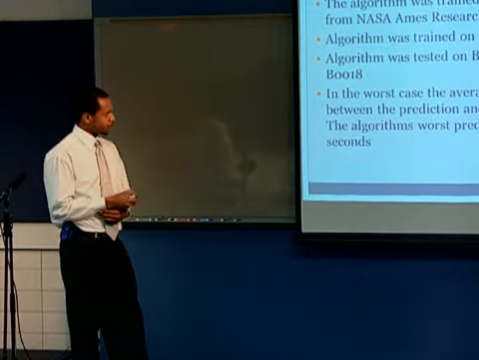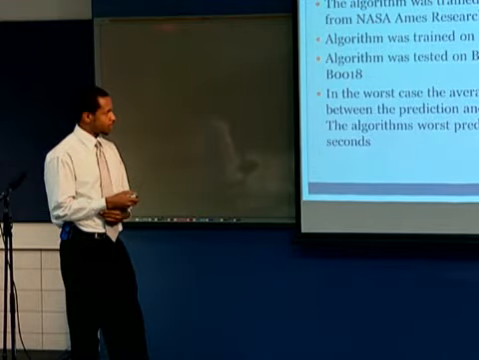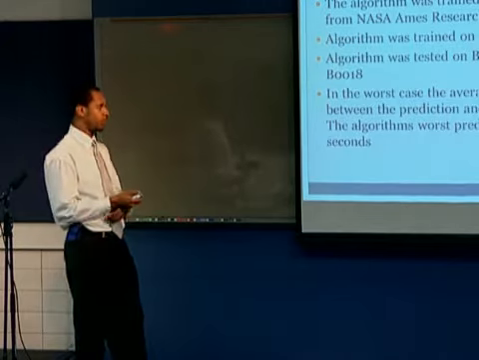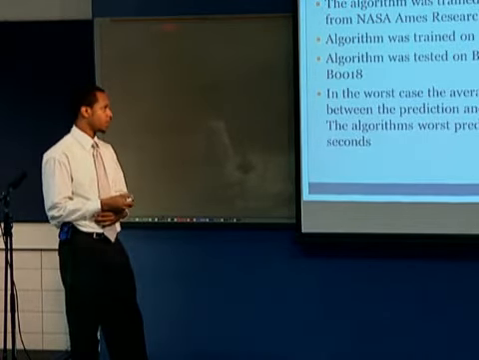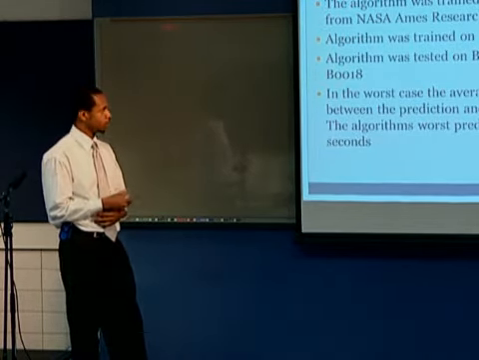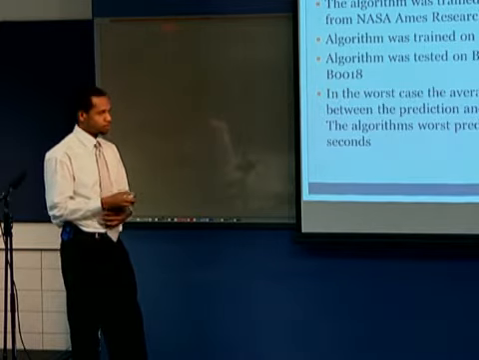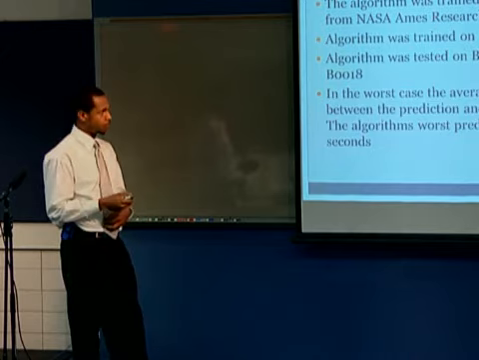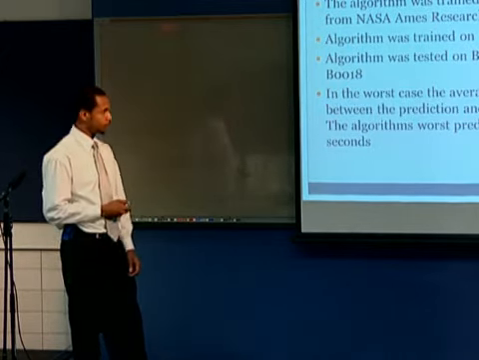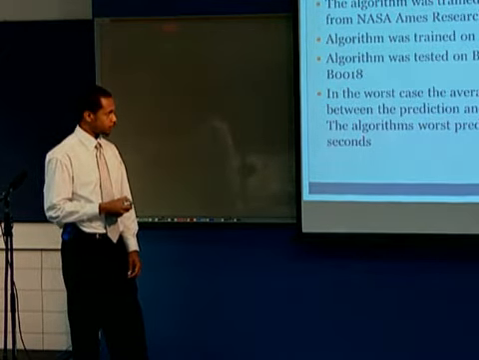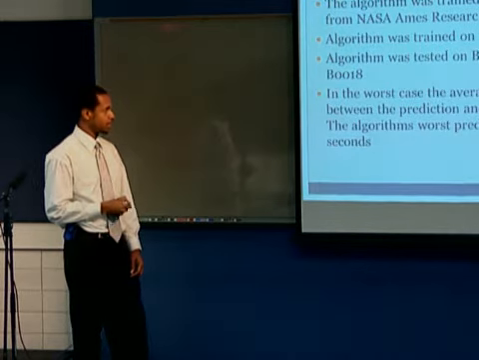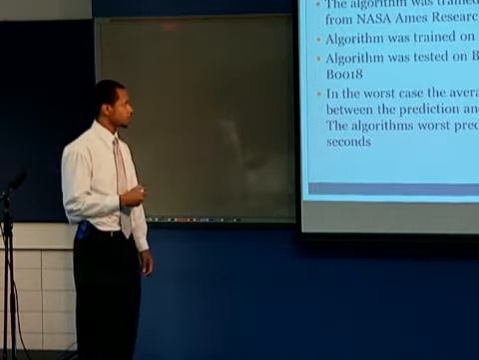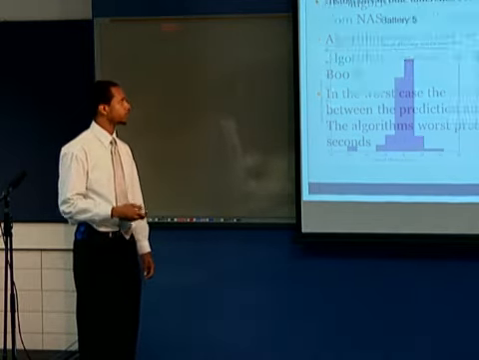And in the worst case, the percent difference between the predicted value and the actual value was 0.501%, and that was when it was tested on battery 18, meaning that the prediction was off by 0.501% of the actual value. And in the worst case, it was off by 100.37 seconds. The worst prediction was off by 100.37 seconds, and that was also when it was tested on battery 18.